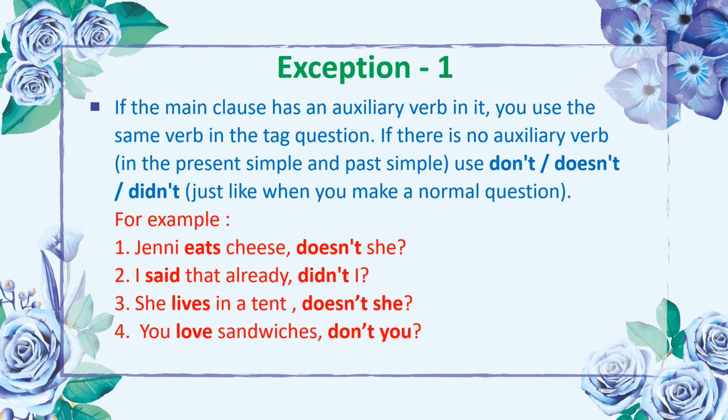Let's read the examples. Jenny eats cheese, doesn't she? So there is no is, there is no has, there is no have. So we have added our own auxiliary verb, which is doesn't. I said that already, didn't I? She lives in a tent, doesn't she? You love sandwiches, don't you? So the pronouns are there, but there is no helping verb. So we have added our own helping verb, which can either be don't, doesn't, or didn't.